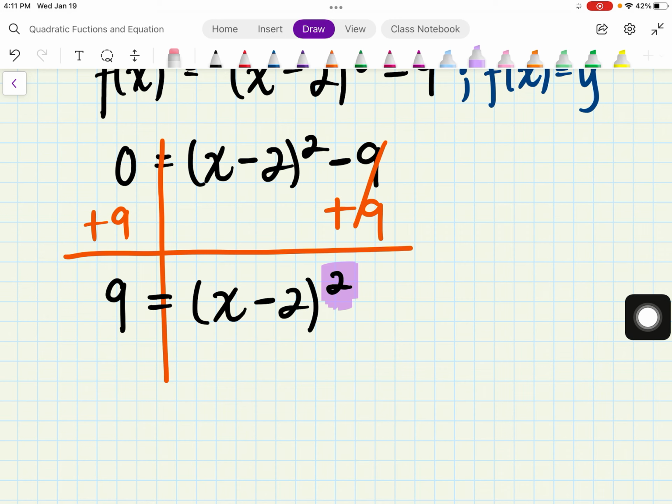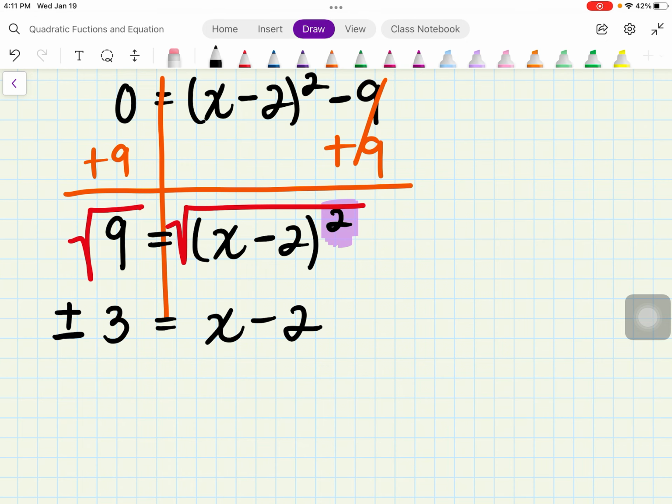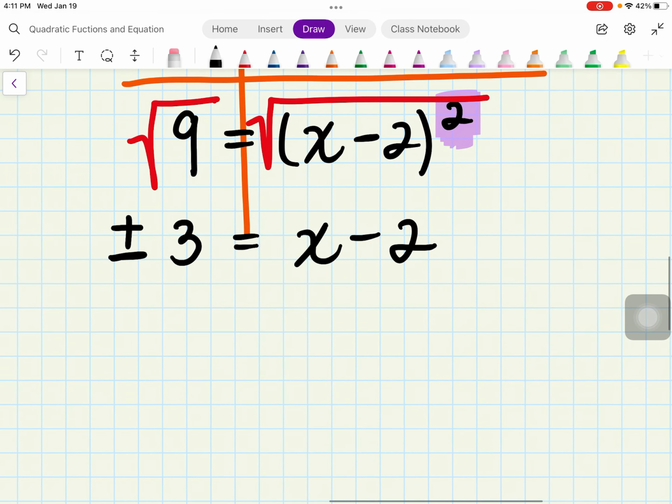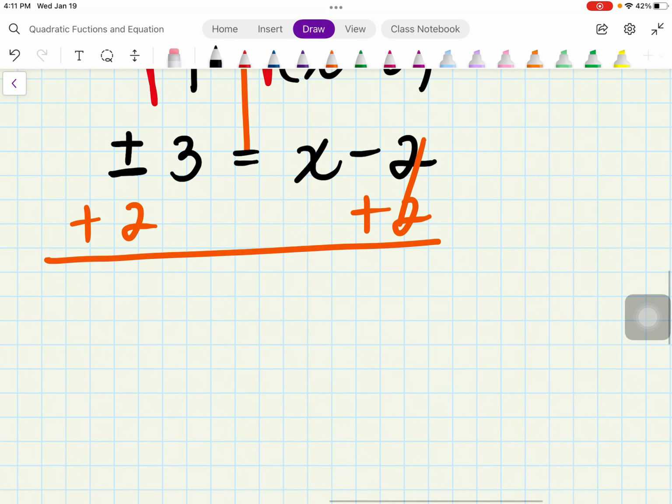So there's no longer anything on the outside where we have the squared. So my next step in this case is to get rid of that squared term. In order for us to get rid of it, I will be taking the square root on both sides. So that is going to give us x minus 2 on the right hand side. And on the left hand side, I'm actually going to go ahead and get a positive and a negative 3. Positive and negative 3. Next step in this case, guys, is to add 2 to both sides.